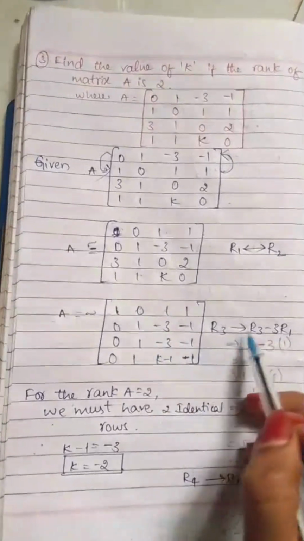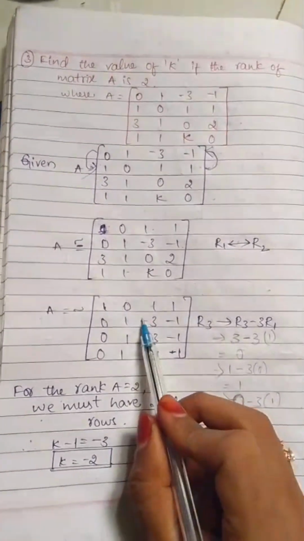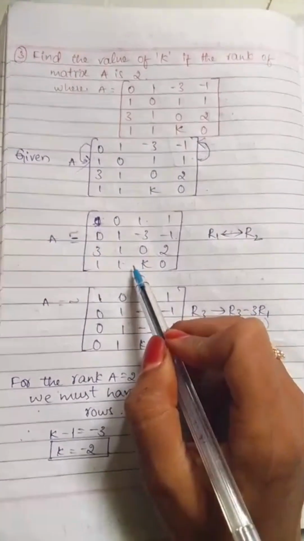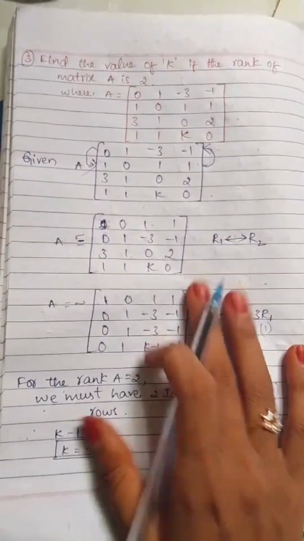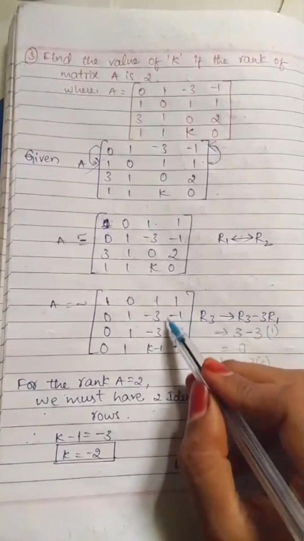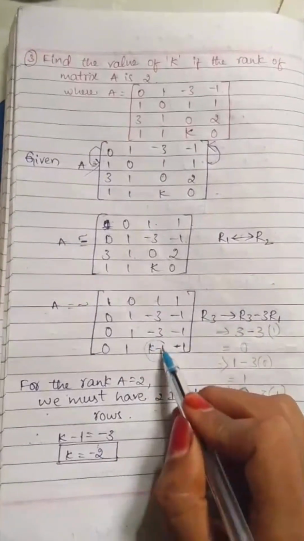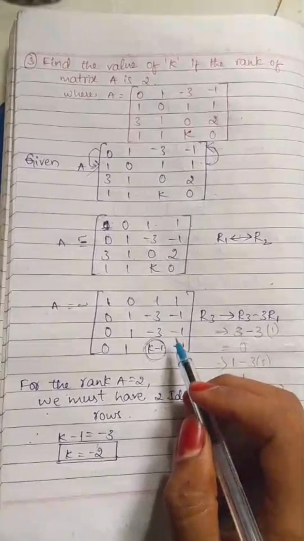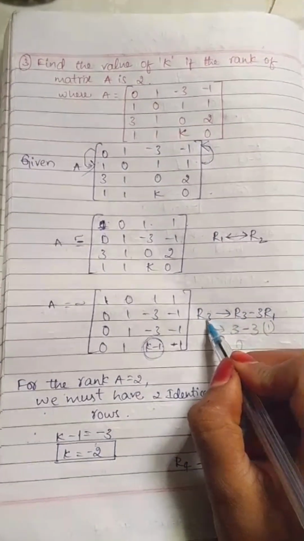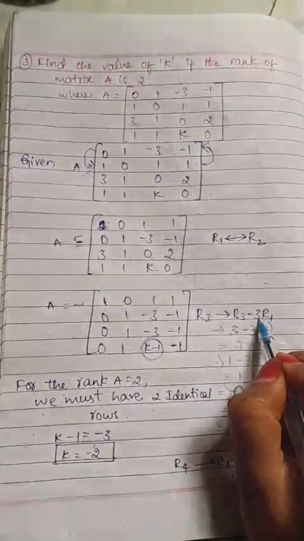Then in the next step I have worked on R3 and R4. For the rank of the matrix, we must have at least 2 identical rows. If I get 2 identical rows, then we can easily find the K value here. That's why I want to make at least 2 identical rows. Take R3 and change it as R3 minus 3R1.